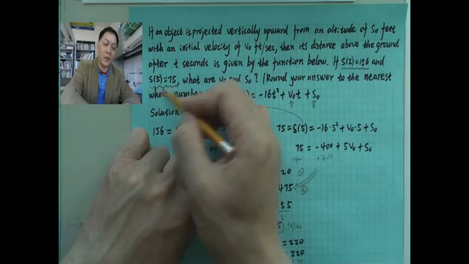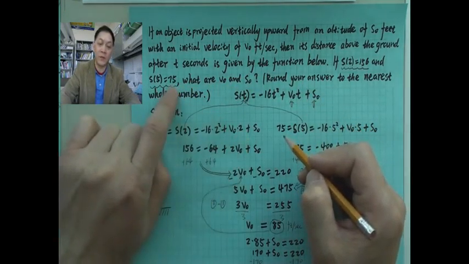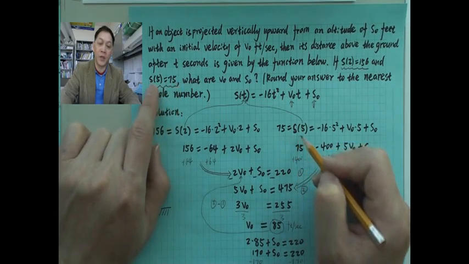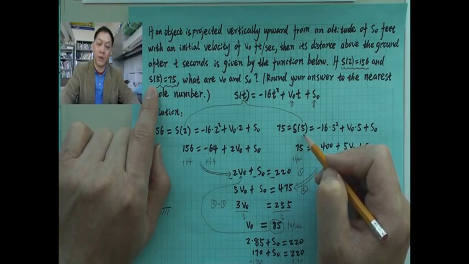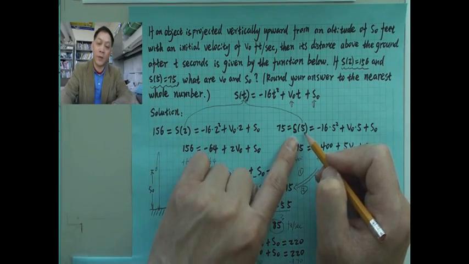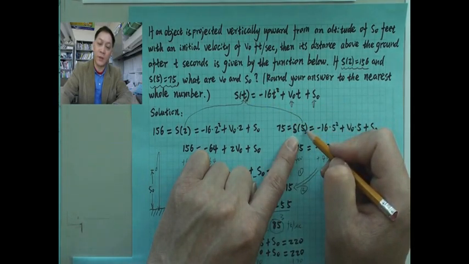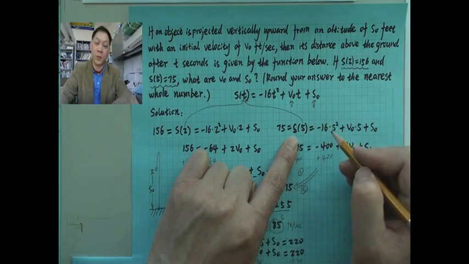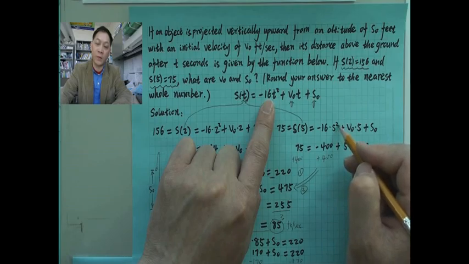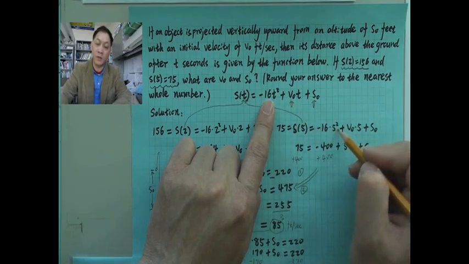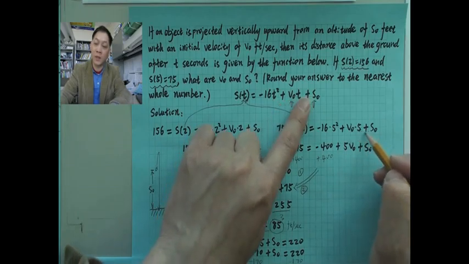This one we do the same thing. s of 5 is 75. So 75 equals s of 5. What's the meaning for s of 5? Again, plug in 5 here. Replace t with 5. So then here will be negative 16 times 5 squared, because t is replaced by 5, and then plus v0 times 5 plus s sub 0.